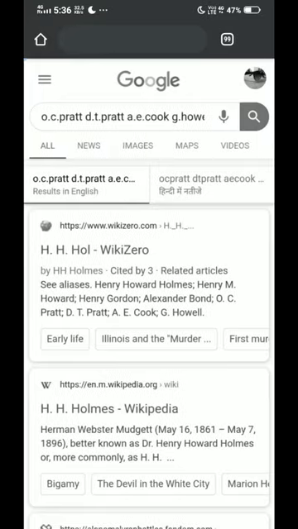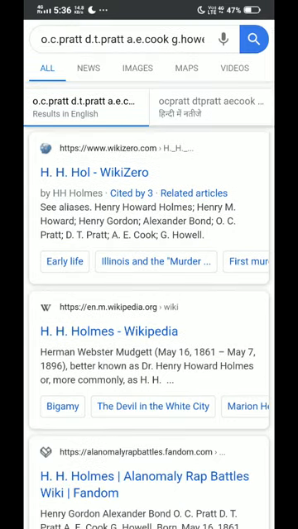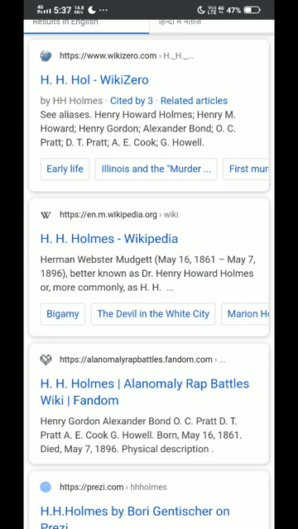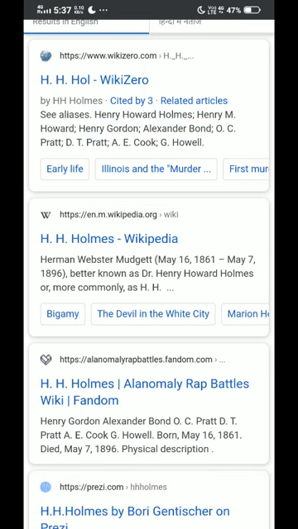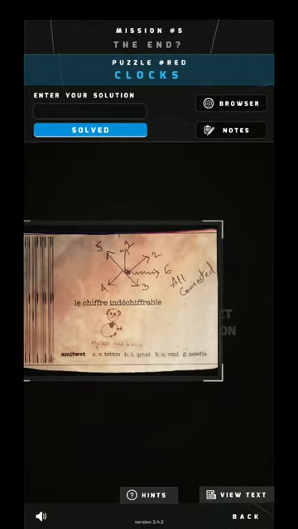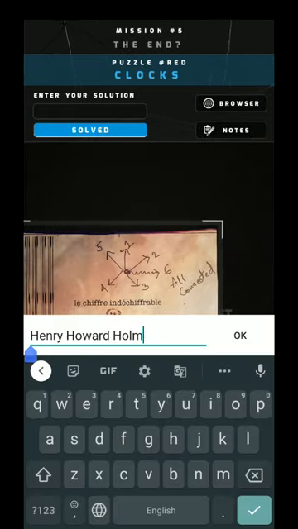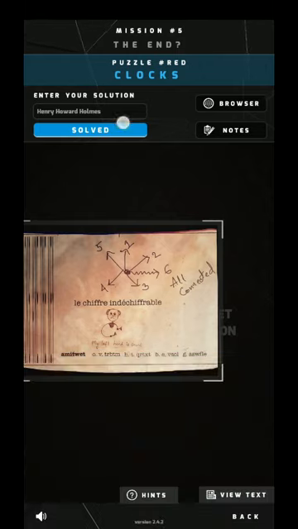So what do we do? Again use Google, and I've directly written OC Pratt, DT Pratt, AE Cook, and G Howell, and we got it as H.H. Holmes, or Herman Webster Mudgett, or Henry Howard Holmes. So the answer to this puzzle is H.H. Holmes, or HH Holmes without the dots, or Henry Howard Holmes. So all the three will give us the right answer. Well, I don't know why I'm choosing Henry Howard Holmes, but you get the right answer.